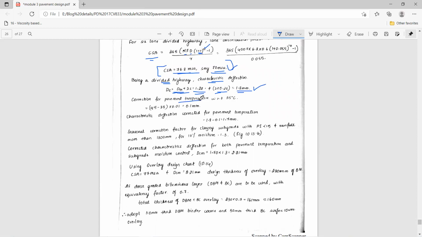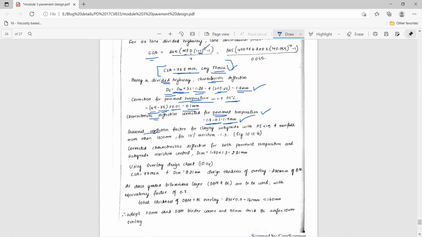Next, correction for pavement temperature with respect to 35 degrees centigrade. The given temperature in the problem is 45. Therefore, 45 minus 35 into 0.01, so 0.1 mm. This much you have to deduct from this characteristic deflection. So the characteristic deflection corrected for pavement temperature is equal to 1.8 minus 0.1, that will be equal to 1.7.